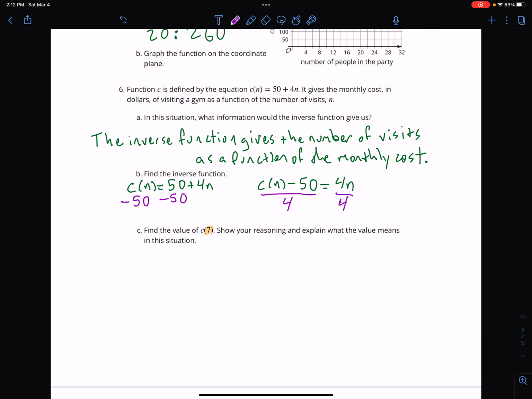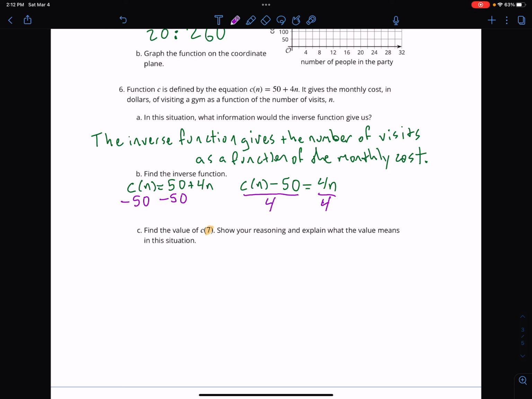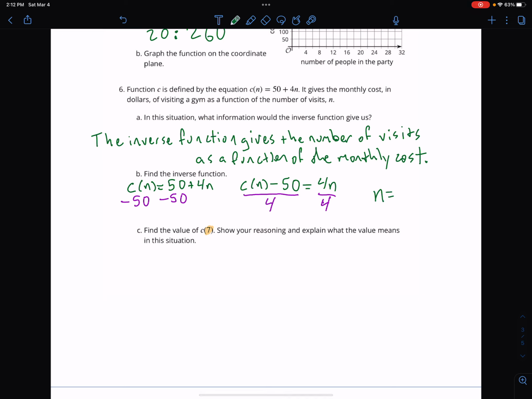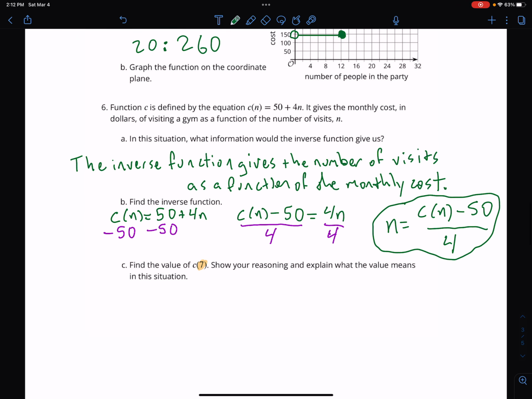And our final answer, let's see if I can scoot this over a little bit so I can write it over here. n, here's our new inverse function, equals C of n minus 50 divided by 4. It will tell you how many times you went to the gym as a function of the cost. Let's circle this. Here's our final answer. And then now we get down here to find the value of C of 7.